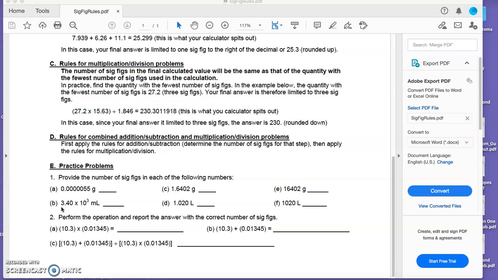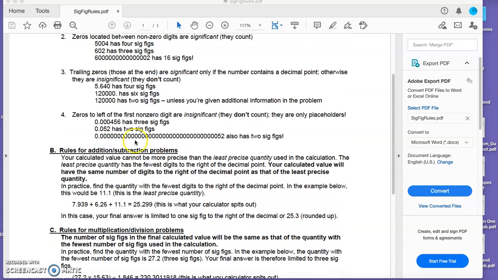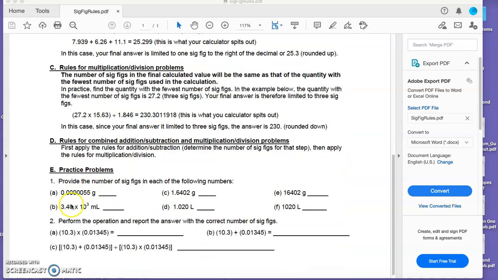B, kind of a tricky one. B, 3.40 times 10 to the third. Now this doesn't count, okay? So scientific notation doesn't count. So let's look at here, 3.40. So we have a trailing zero. Our trailing zero rule is it's significant only if the number contains a decimal point. Since there's a decimal, the zero counts. So the 3, the 4 are significant, and also the 0. So 3 sig figs for letter B.